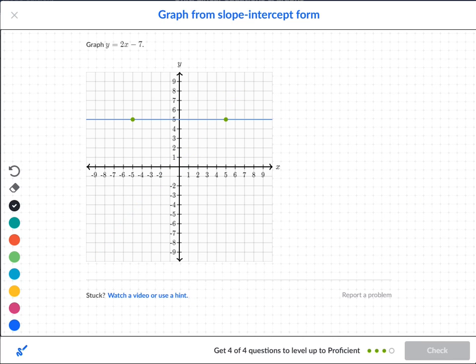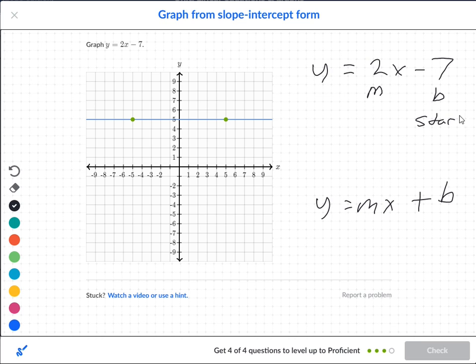Okay, next one. We've got y is equal to 2x minus 7. So again, the formula that you want to use is y is equal to mx plus b. This is your m and this is your b. This is where you want to start, and then your slope, you want to write as 2/1, because m is your slope. Since 2 is positive, we go up 2, but then we go to the right 1.